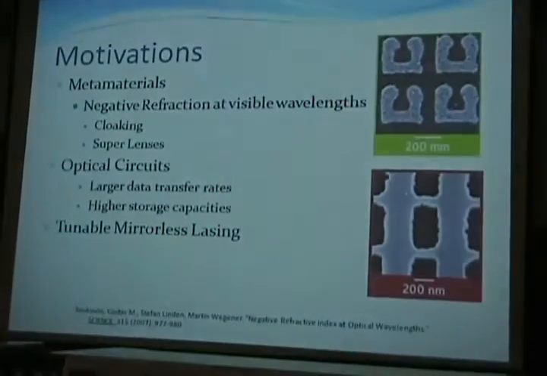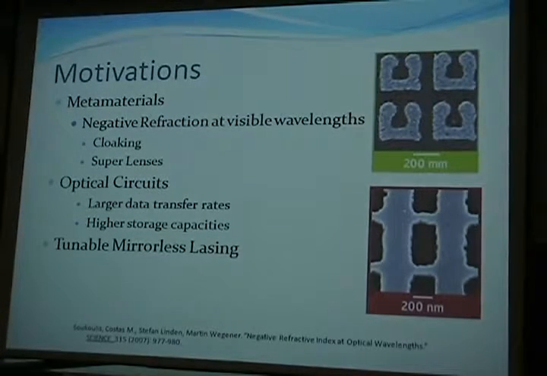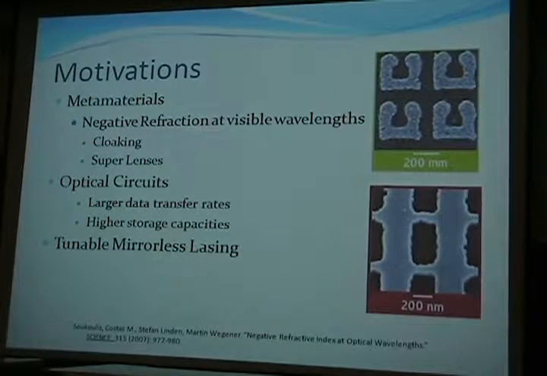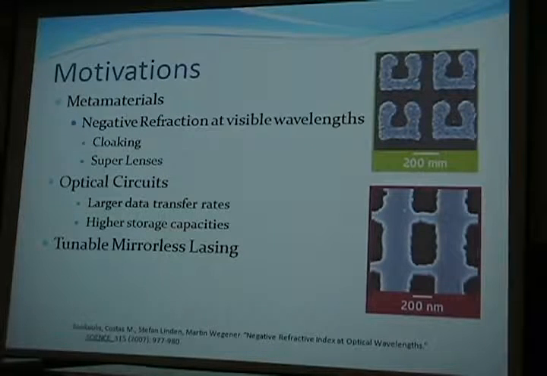We're motivated, as we heard earlier this morning, by self-assembly of metamaterials, specifically metamaterials with negative refractive indices. Such metamaterials can be used for applications such as cloaking and super lenses. When I say super lenses, I mean lenses that are not diffraction limited. Other applications that may arise from the self-assembly of nanoparticles are optical circuits, which would provide larger data transfer rates, higher storage capacity, as well as miniaturization.